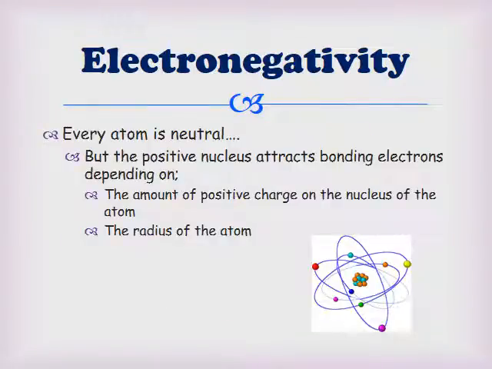So every atom is neutral, number of protons equals number of electrons, but the positive nucleus attracts bonding electrons depending on the amount of positive charge on the nucleus of the atom, so the larger the proton number, and also the radius of the atom. Again, how many electron shells there are.